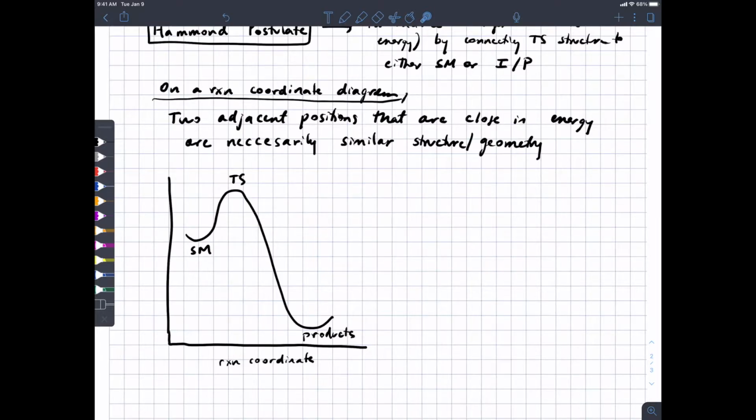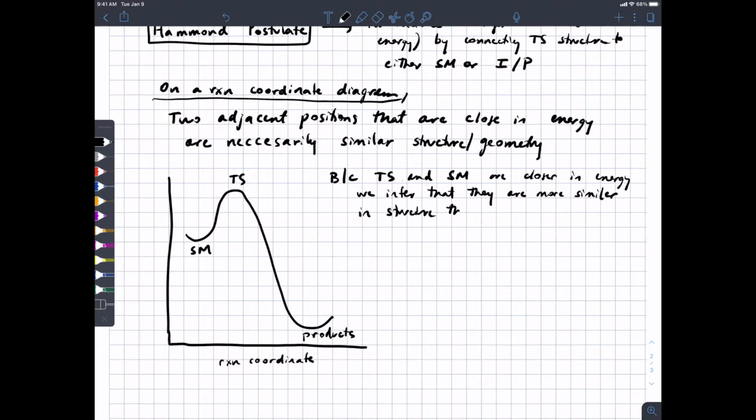I'll look at this and say, okay, the transition state is closer in energy to the starting material than it is to the products, which will mean that there's less of a geometric rearrangement to get from starting material to the transition state than there is to get from the transition state to the products. So in this case, because the transition state and the starting material are close in energy, we infer that they are more similar in structure than the transition state and the products.